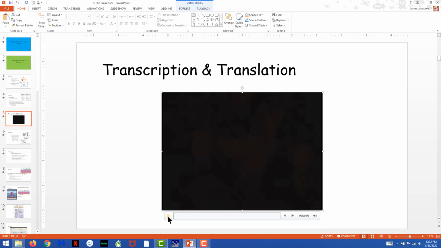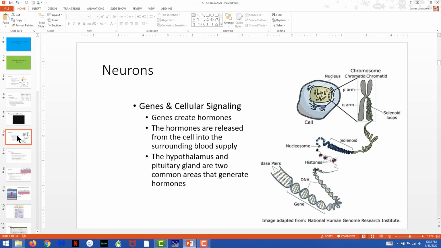And if you don't remember how the process of neurochemistry works at the synapse, we're going to come back to that story again, but that's essentially what's happening. Those are the two primary purposes of the role of genes in psychology. Now that moves us on to the next slide here, which is about genes and cellular signaling.